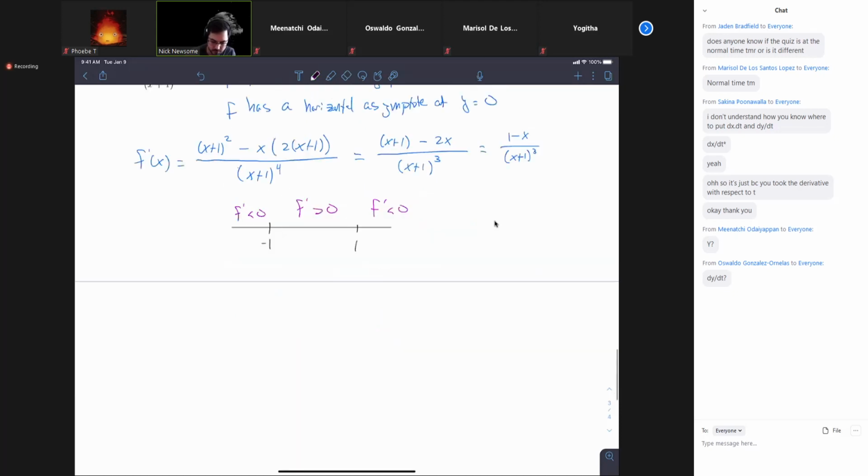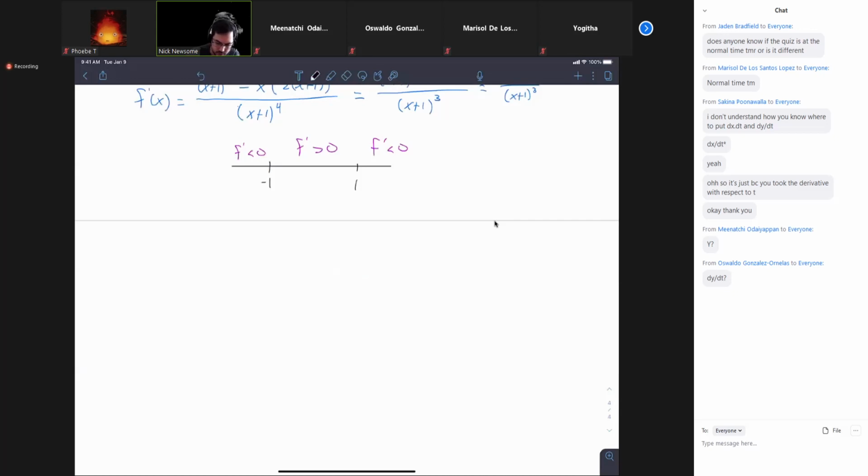Now we can use this information and actually draw a picture. We also see from here that we change from increasing to decreasing, so we're going to have a relative maximum at x equals 1. I've got a vertical asymptote at -1.